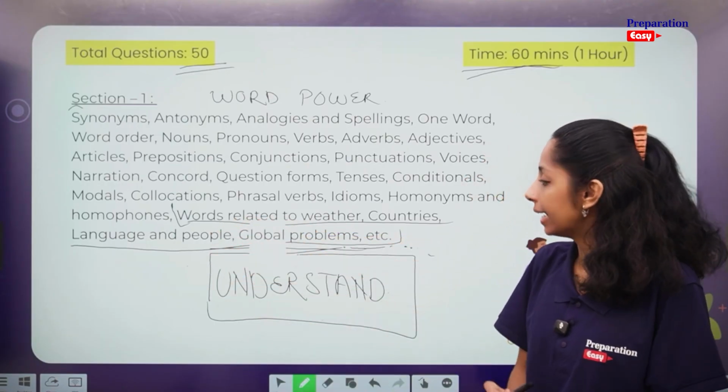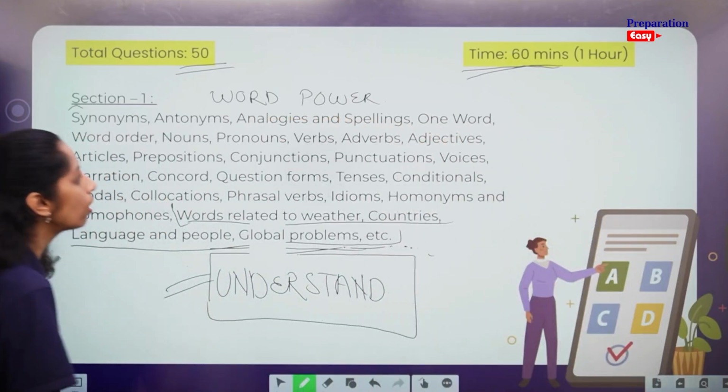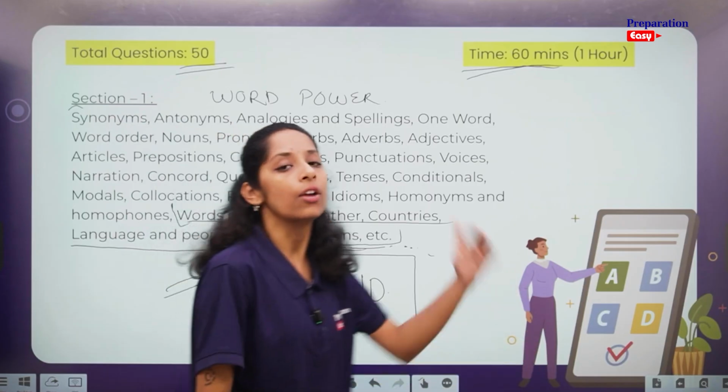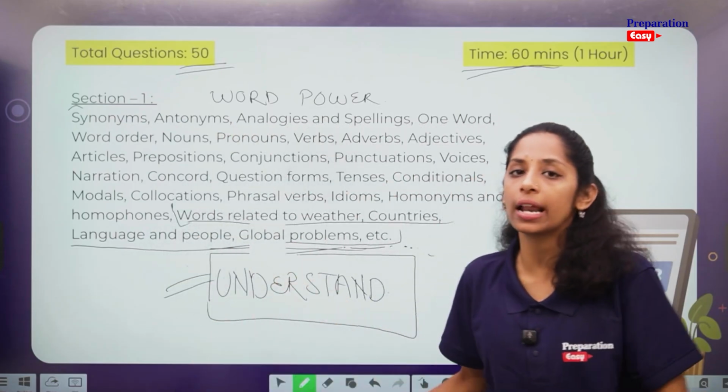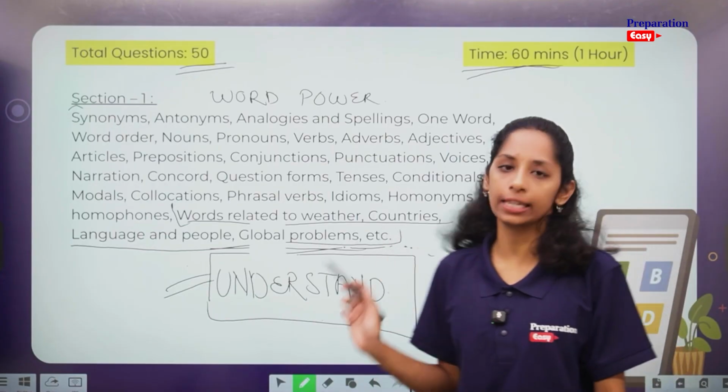Alright? Great. So my mool mantra, as I said, is understand. We are going to understand Section 1. We have already completed Section 1 and we are understanding the syllabus for the 10th class IEO.